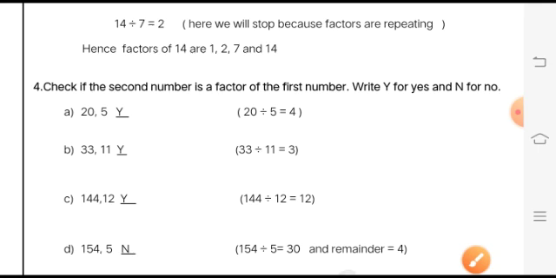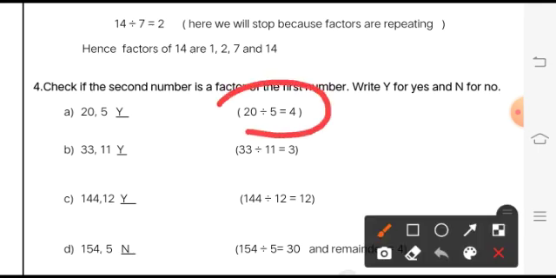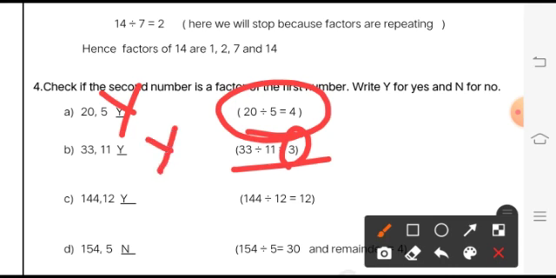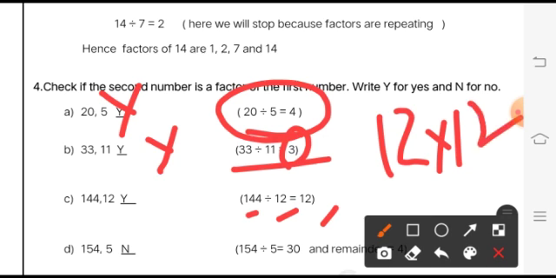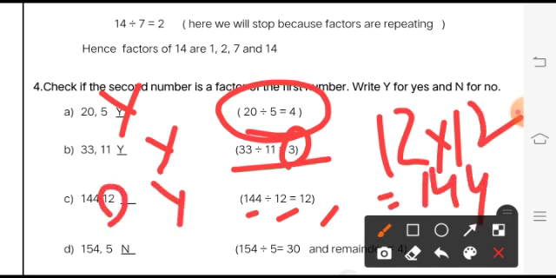But we know here 20 is divisible by 5 and we get quotient 4. That means yes, 5 divides 20, so 5 is factor of 20. Similarly, for B part, if we divide 33 by 11, we get quotient 3. That means yes, 11 is factor of 33. For C part, if we divide 144 by 12, we get 12 as the quotient because 12 into 12 is 144. So 12 is factor of 144, so we write yes.